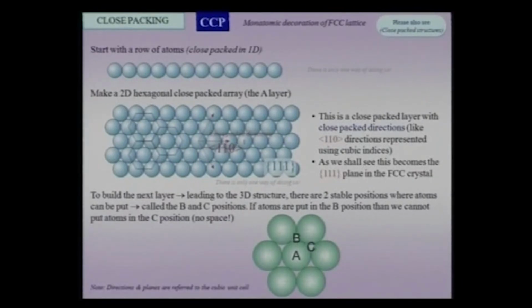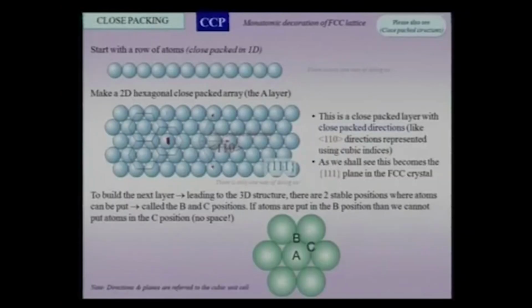Of course, I call it hexagonal because this layer has hexagonal symmetry, and once the layer has been formed, it has close packed directions, and as we shall see later, when you correspond these close packed directions to the cubic directions, they will correspond to the 110 type of directions. So this is a close packed direction, this is a close packed direction, this is a close packed direction, and this layer has hexagonal symmetry. For instance, around this point, if I rotate 60 degrees, the structure will remain invariant. Now, this layer itself we will see actually becomes, according to the cubic indices, the 111 plane of the cubic crystal.